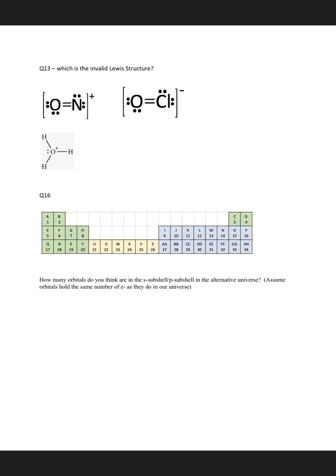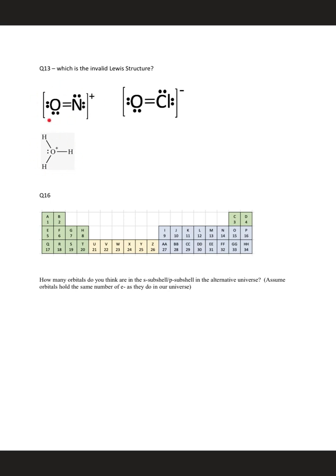Okay, so the next question I want to go over is question 13, which was about which is the invalid Lewis structure. And this one really threw a lot of people for a loop. These are the incorrect answers on each of the exams. And I'm going to go through why they were incorrect, meaning they were the correct answer because I was asking for an invalid Lewis structure. And then we'll talk about this one because this is the one that really threw people off.